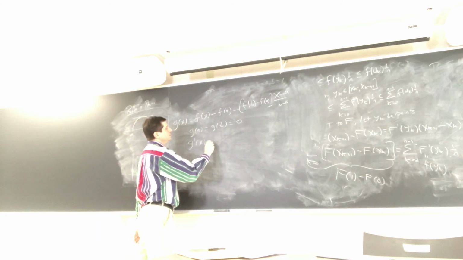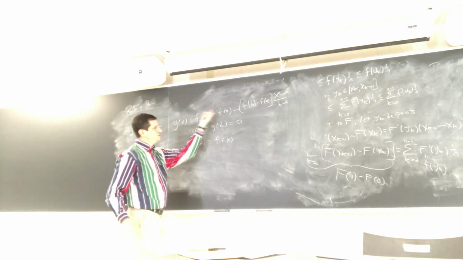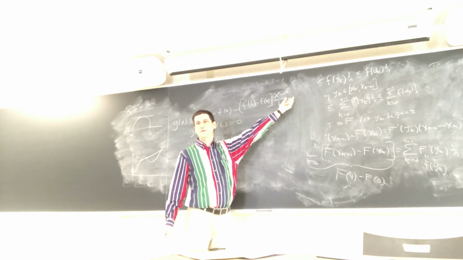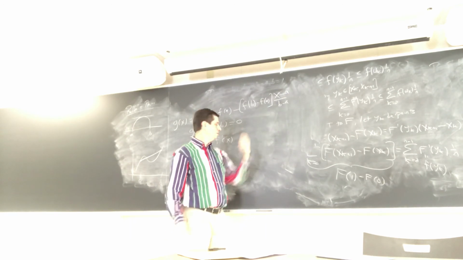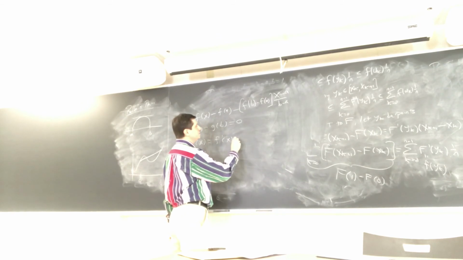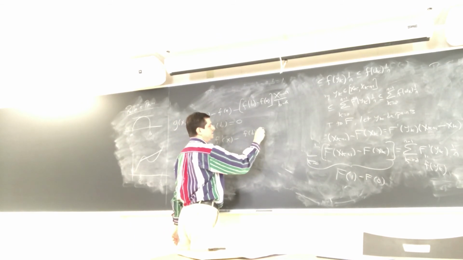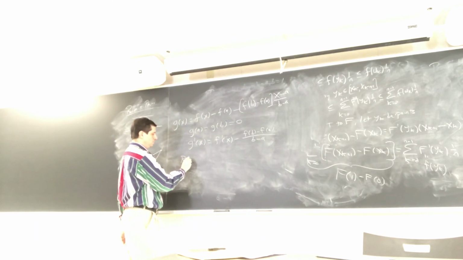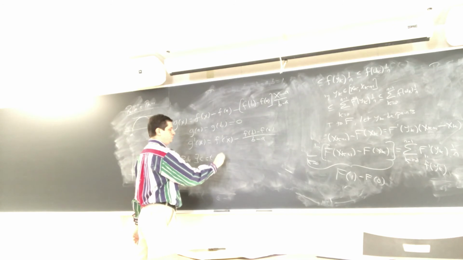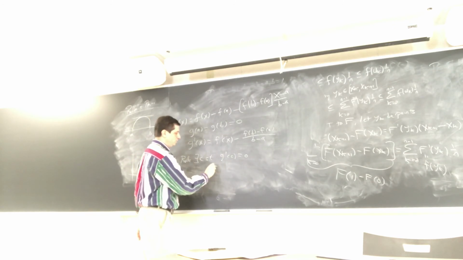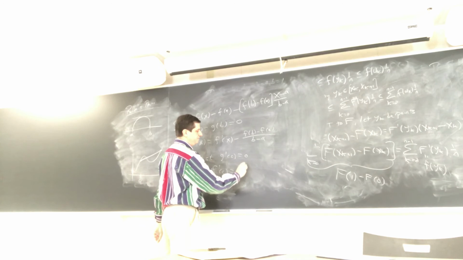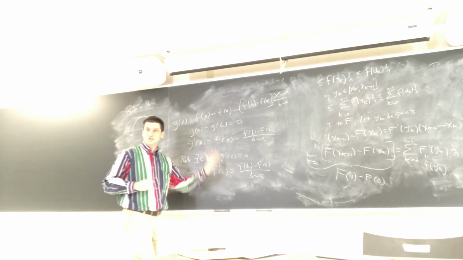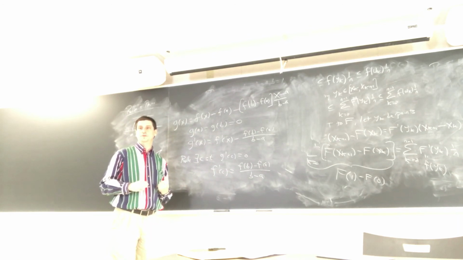g prime of x is just f prime of x. This is a constant. This is a constant. This is a constant. What's the derivative of x minus a? 1. So we get g prime of x is f prime of x minus (f of b minus f of a) over b minus a. So by Rolle, there exists a c such that g prime of c equals 0. That will give you f prime of c equals (f of b minus f of a) over b minus a. And that's a proof of the mean value theorem if you know Rolle.